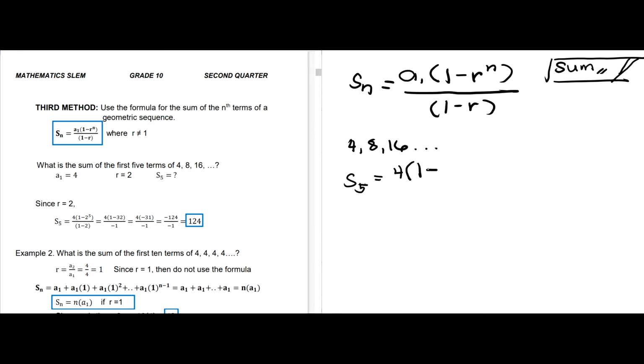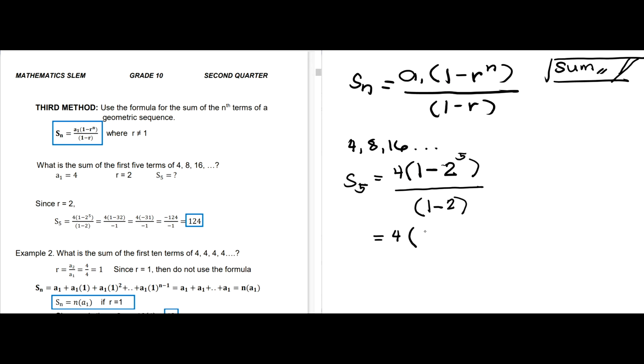And then 1 minus, what is your common ratio? 8 divided by 4, that is 2, raised to n. So, what is your n? That is 5. Bakit naging 5? Kasi 5 yung hinahanap mong terms. Sabi, diba, what is the sum of the first 5 terms? And then 1 minus r, which is 2. Ayan.